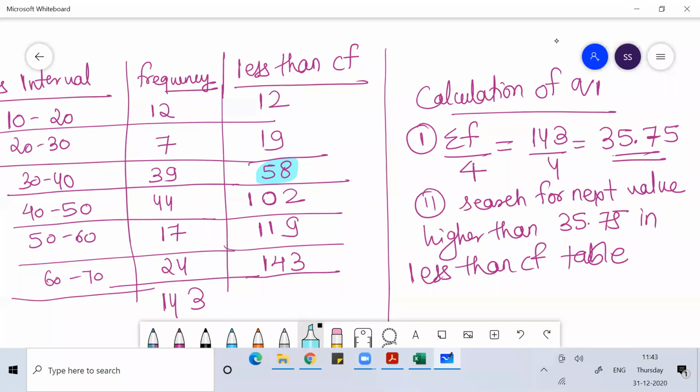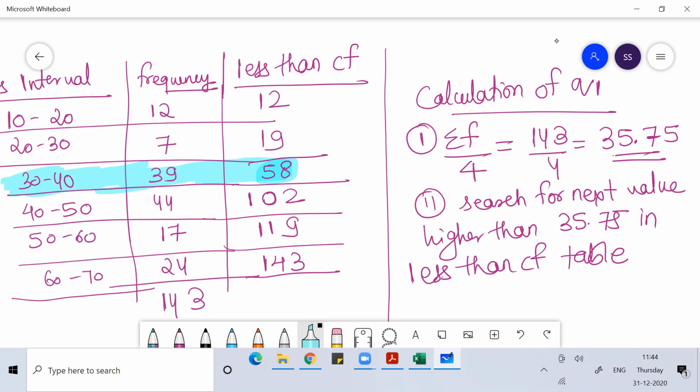So if that value is 58, then you get the required class interval that you need to go through. So this is your required class interval. You have to find where the 1/4 of the data lies. In order to find where the 1/4 of the data lies, that is where that value lies.